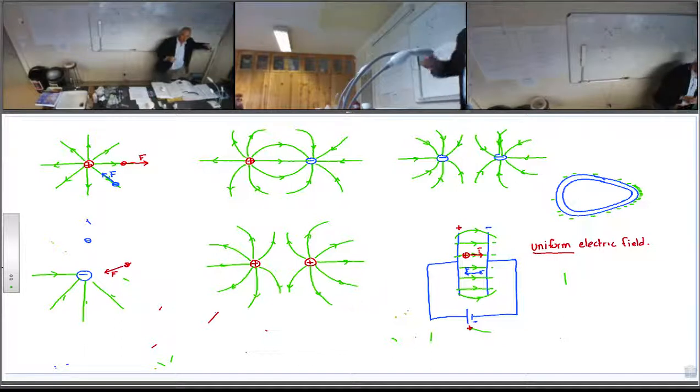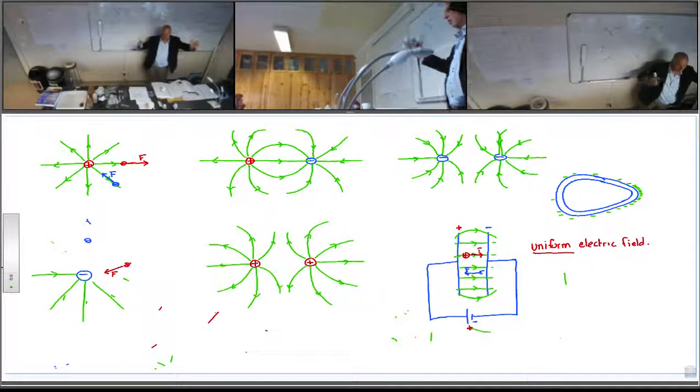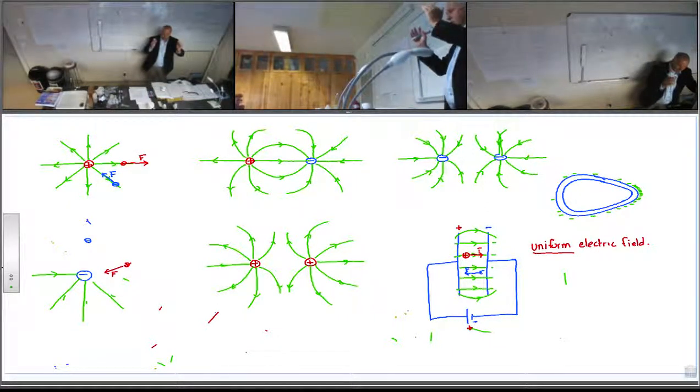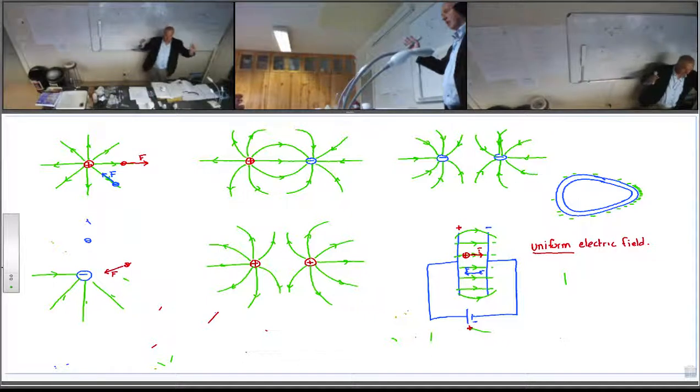And you'll notice that the charge is on the outside. Why? Because the outside gives the charge more space. You bring it to the inside surface, it's more cramped. So it always goes to the outside surface.